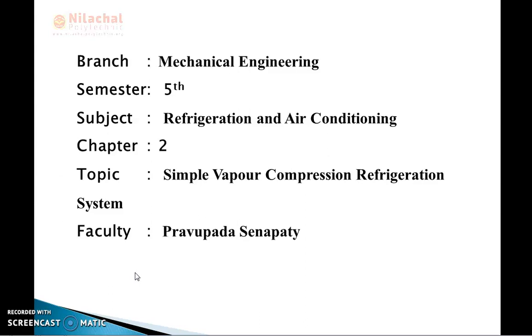In the last class, we completed chapter 1, the air refrigeration system. Today we are going to start chapter 2, the simple vapor compression refrigeration system. Let's look at the content of this chapter.